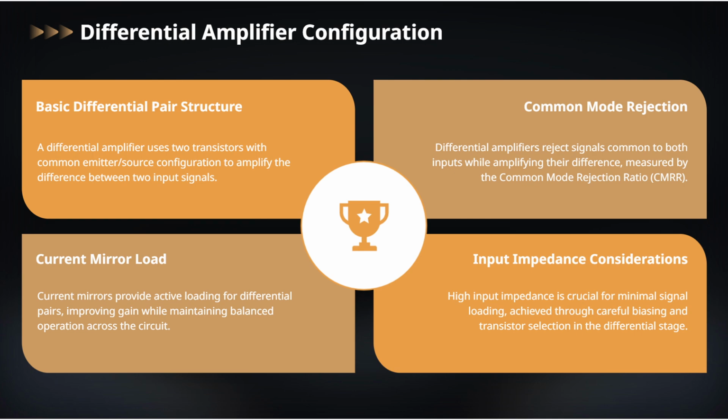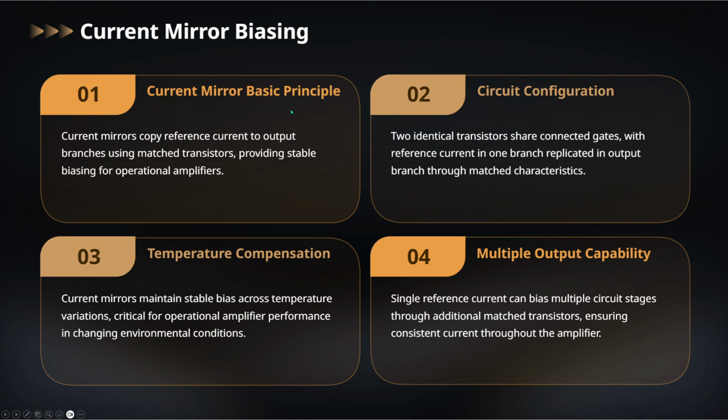And then for the common mode rejection, it rejects signals common to both inputs while amplifying their difference, measured by the common mode rejection ratio. So basically the noise, because usually both of them have noise, so they cancel each other out. And for the current mirror load, it provides active loading for differential pairs, improving gain while maintaining balanced operation across the circuit. And lastly is the input impedance consideration. High input impedance is important for minimal signal loading, achieved through careful biasing and transistor selection in the differential stage. And for the current biasing principles, first, current mirrors copy reference current to output branches using matched transistors, providing stable biasing for operational amplifiers.